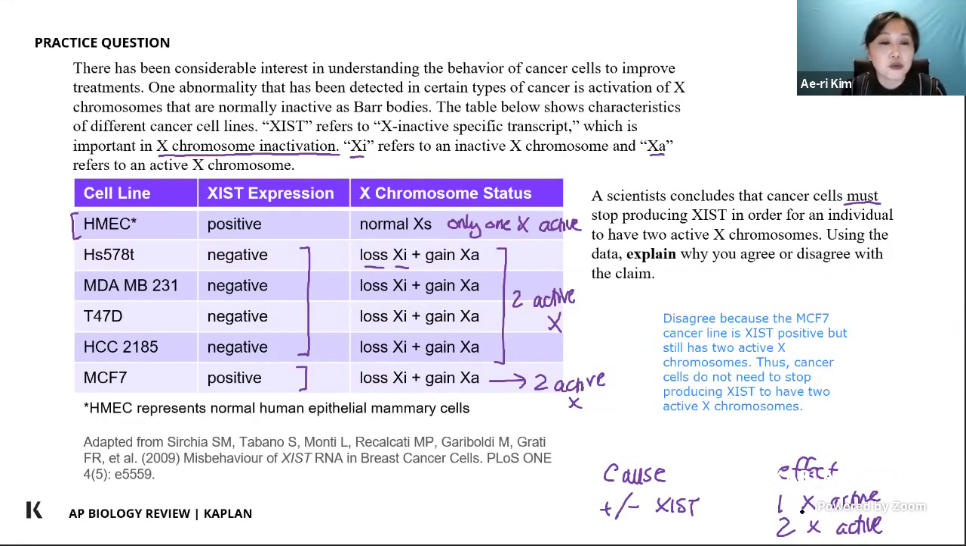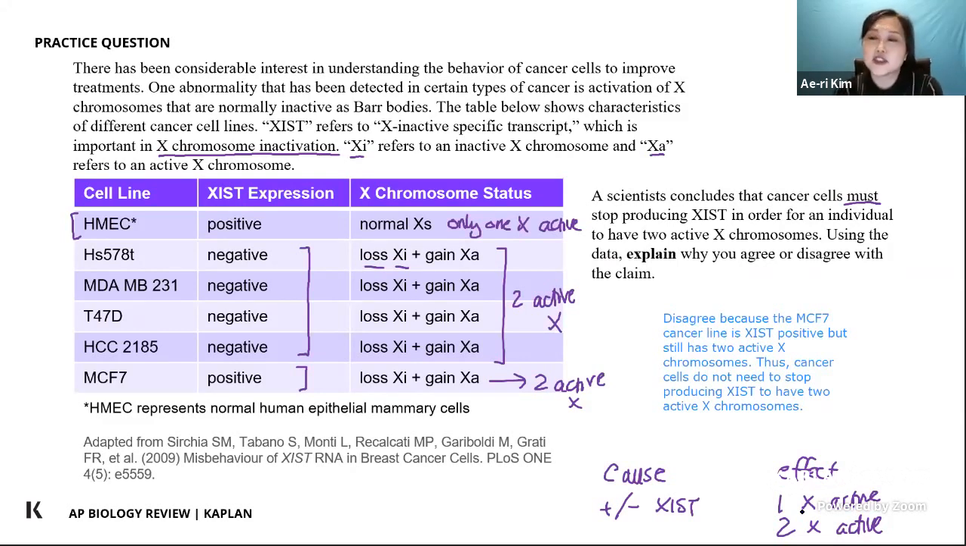So in terms of the rubric here, I'm going to make an educated guess for that. I would say that in order to get the full points, you have to say whether or not you agree or disagree, and then you have to support it with data from the prompt. So it's two parts: agree or disagree, because, and then you have to use MCF7 data in order to support why you think the scientist is wrong. Yeah, Mia, exactly. Well done. So just make sure that your answer choice has the cell line that you're using as your proof.